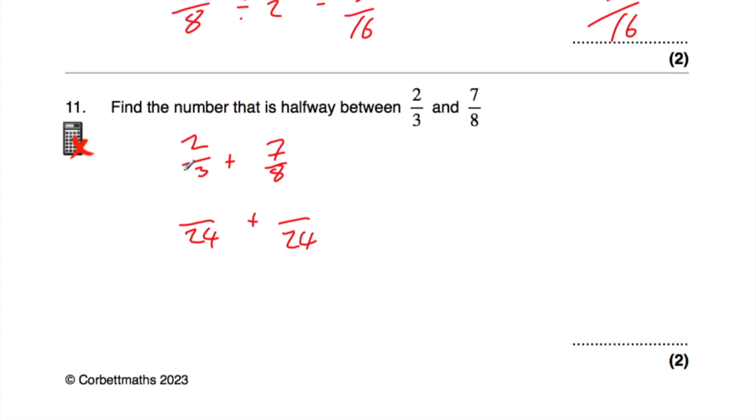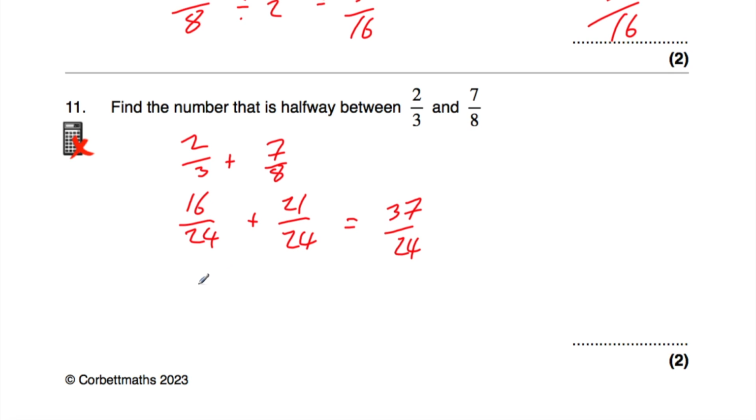To get from 3 to 24, we multiply by 8, so 2 times 8 is 16. To get from 8 to 24, we multiply by 3. 3 times 7 is 21. So that means that 2/3 is the same as 16/24, and we've got 7/8, which is the same as 21/24. And let's add them together. 16/24 plus 21/24 would be 37/24. And that's it. So we've added the two fractions together.